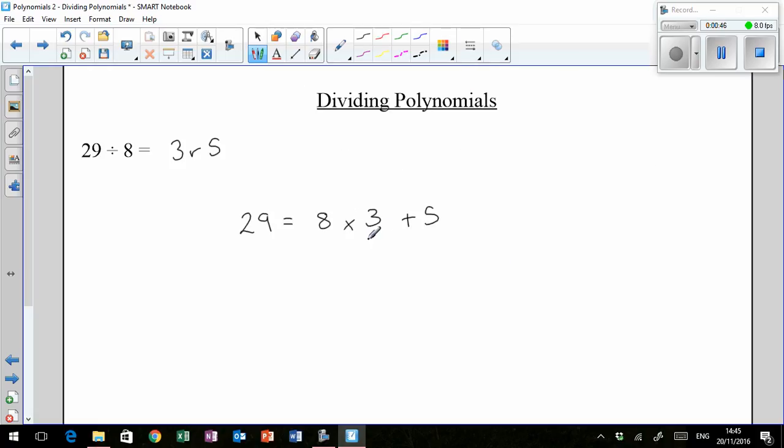Now, these three numbers in here have very specific names. That 8, we will already know that's called the divisor. That's what we're dividing by. The 5 at the end, that's your remainder. We already know that as well. That's what's left over. But that 3, we may not have heard, is something called a quotient. And what we want to be able to do is, by dividing polynomials, split a polynomial up into its divisor, its quotient, and its remainder.